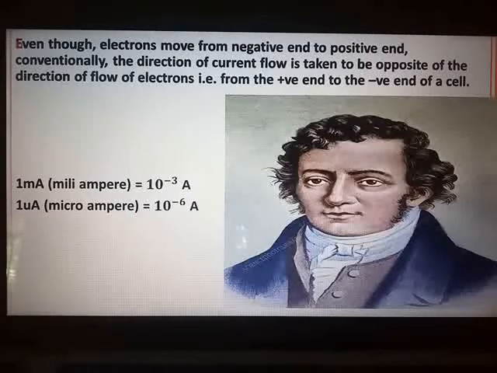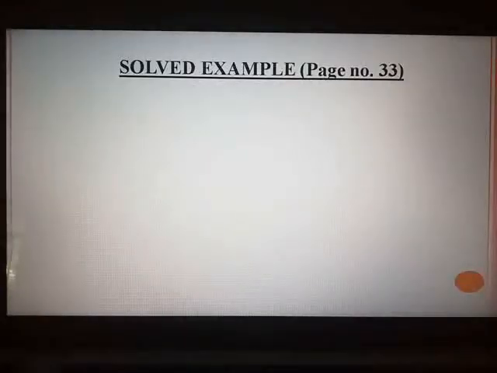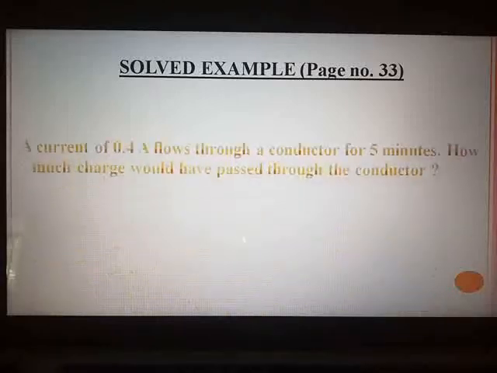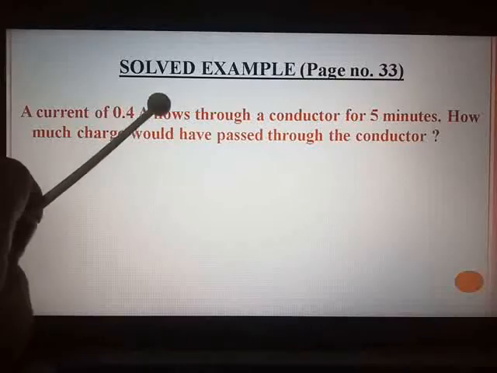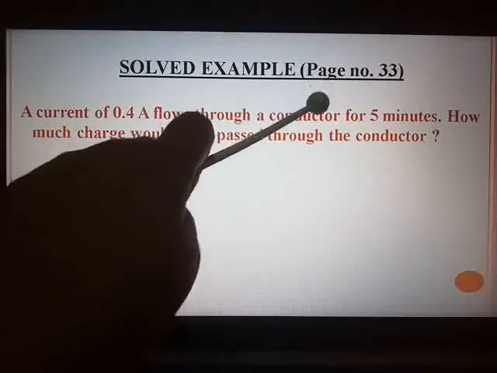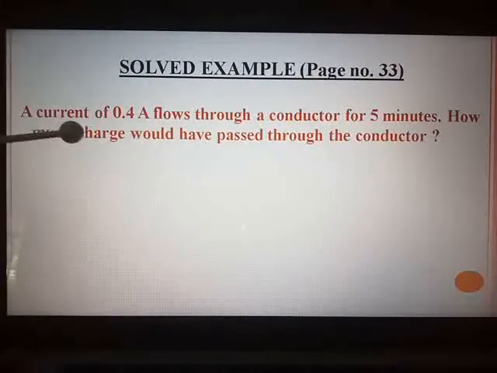Now a small solved example. I have told you how to apply that formula of electric current which you have studied in the sum that we are going to see in our next slide. This is a solved example from page number 33 of your textbook. The sum says a current of 0.4 amperes flows through a conductor, that is a wire, for 5 minutes. How much charge would have passed through the conductor? Amount of current is given, time is given. You have to find the amount of charge, that is Q.